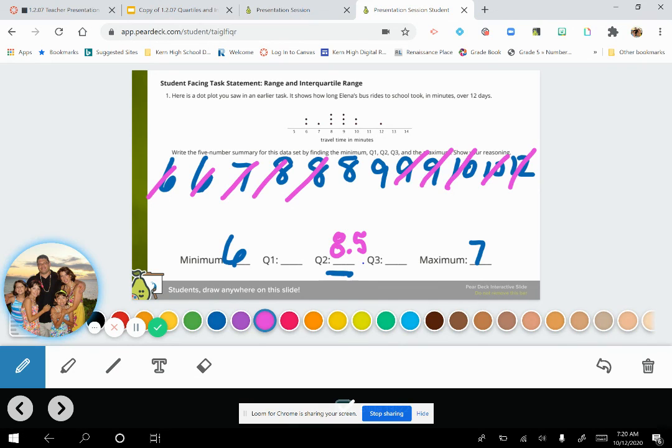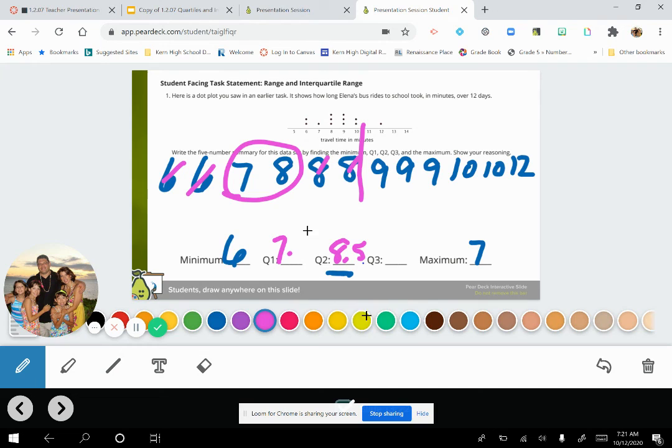Let's find quartile 1. And pause your video and try to find quartile 2. Okay, and it's that simple. Hopefully this helped.